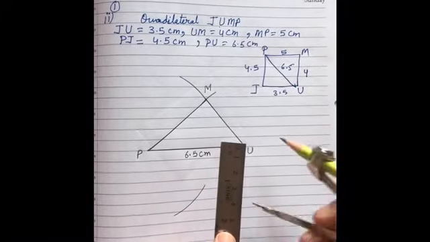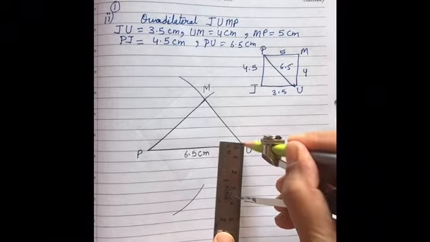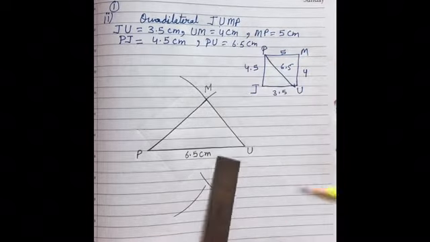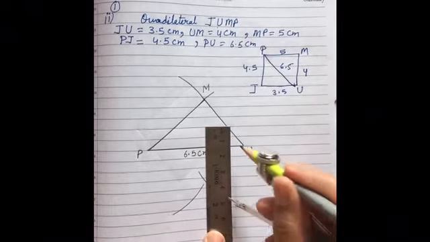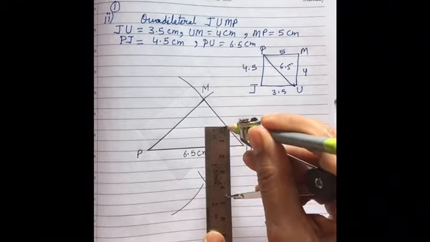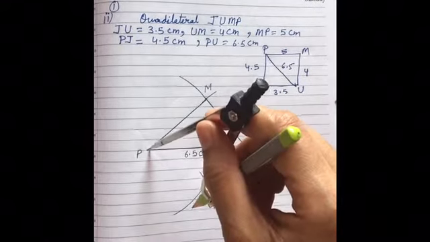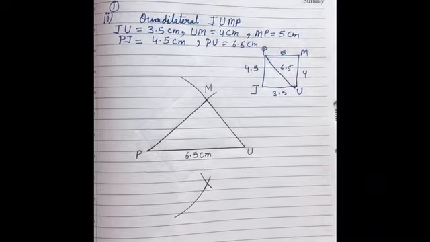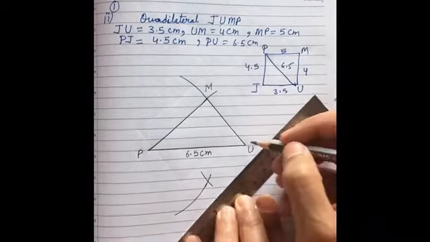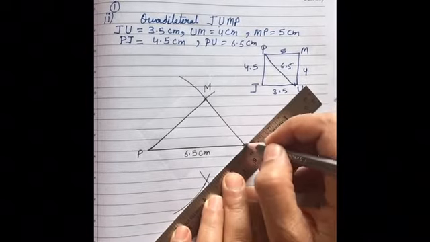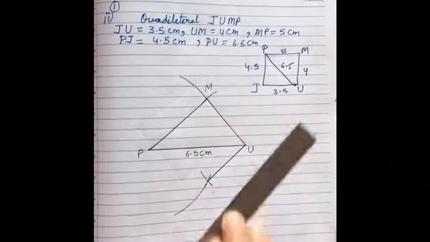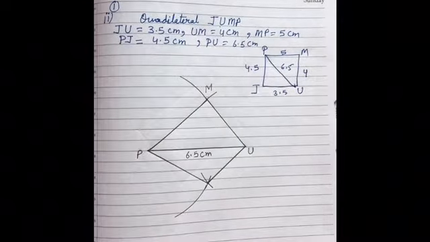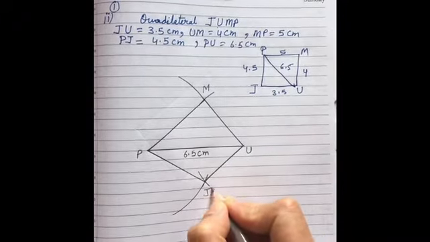Then 3.5 centimeter. This is 3.5. Make another arc. Again I have to open 4.5. This is 4.5. So let me make the arc properly. Now they are cutting. So I have got the point. Now join these 2 points. Fine. And this is your point J.